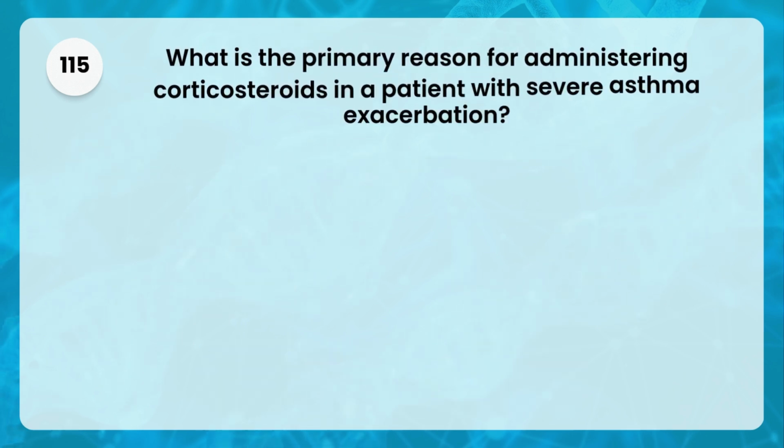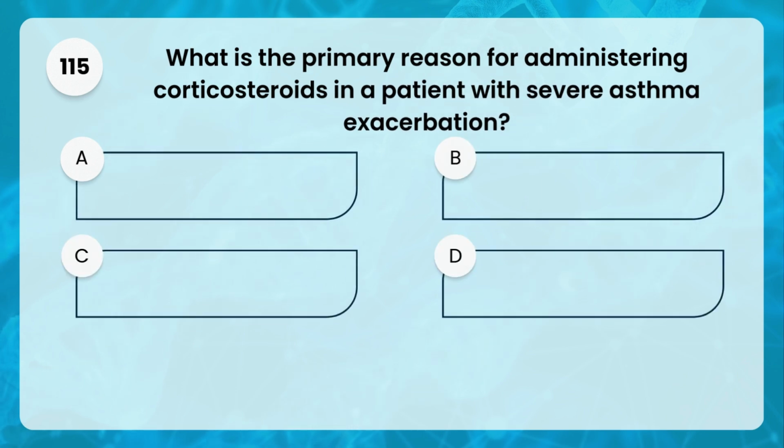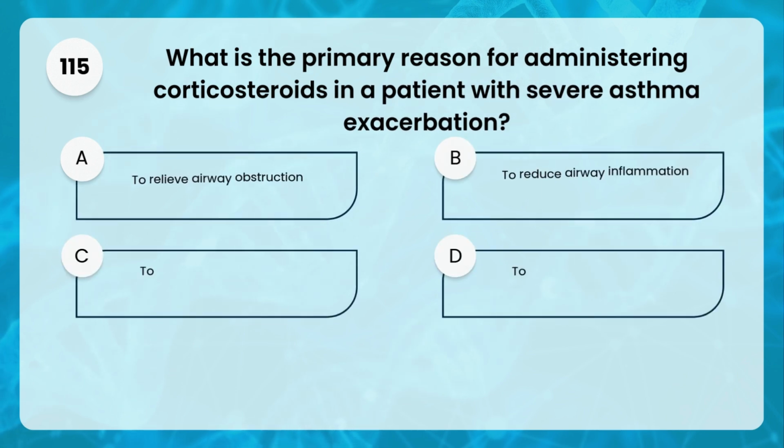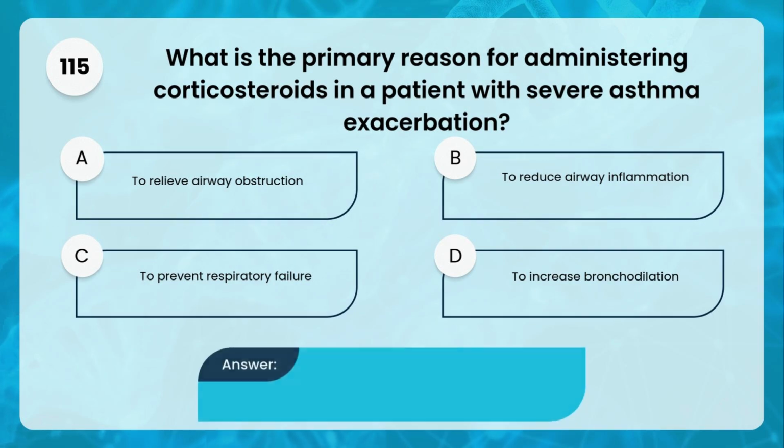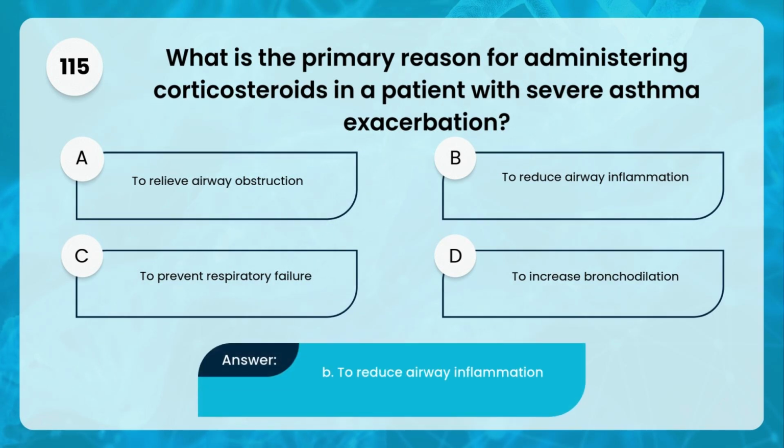115. What is the primary reason for administering corticosteroids in a patient with severe asthma exacerbation? A. To relieve airway obstruction. B. To reduce airway inflammation. C. To prevent respiratory failure. D. To increase bronchodilation. The answer is B. To reduce airway inflammation.